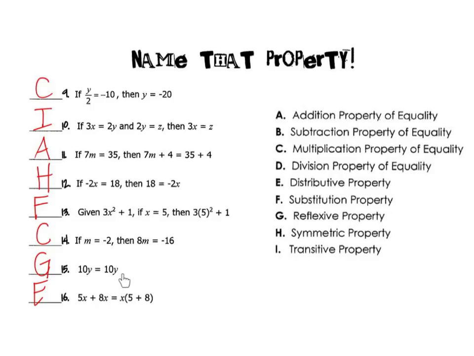15, 10y equals 10y. A equals A. It equals itself, all right? It's the same value. So this would be reflexive property. And last but not least, 5x plus 8x equals x times 5 plus 8. So this is essentially reverse distributive property, all right? So what we're doing is we're factoring out an x. If we look at it, we're used to going from this to this, all right? But it is still distributive property. We're just showing it backwards. So 16 would be distributive property.